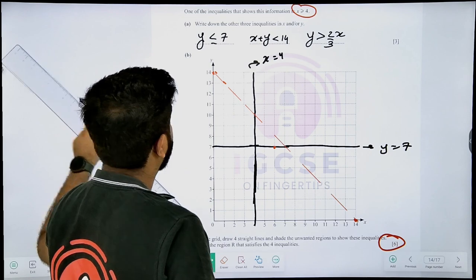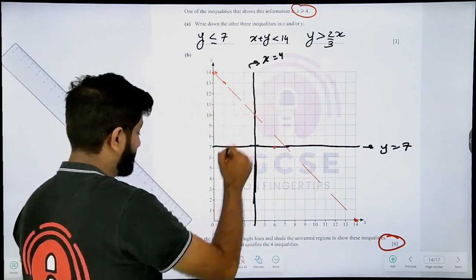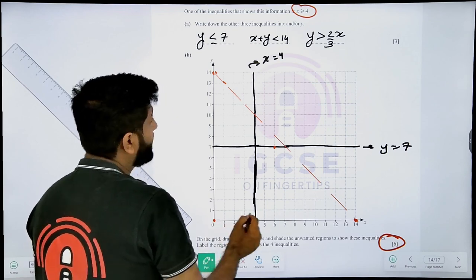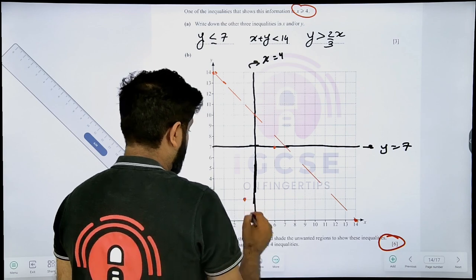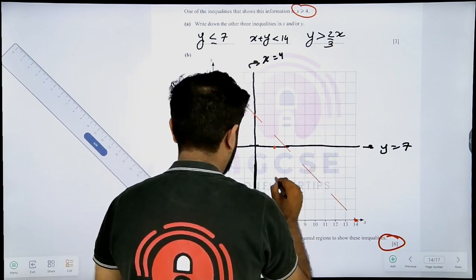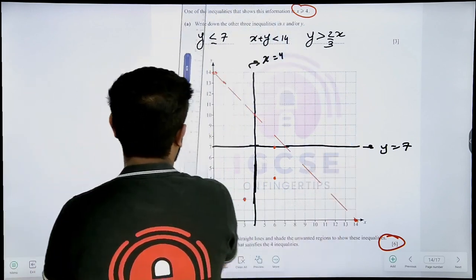Next, again I have to draw y is greater than 2 by 3x. So what I'll do, when x is 0, obviously my y is 0. When x is 3, the y is going to be 2. When x is 6, y is going to be 4. So using these points, let me draw the line.